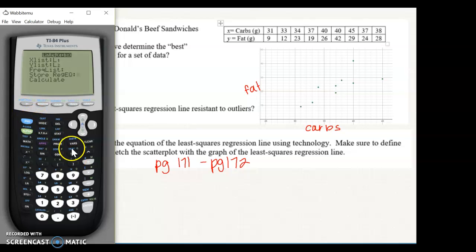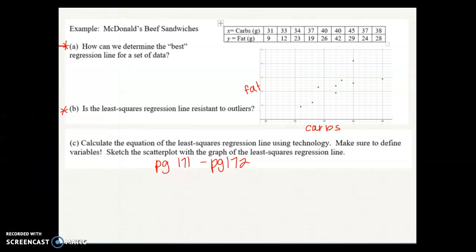So to tell it to put it in Y1, you go vars, Y vars, enter, enter. So vars, over to the right one, enter, enter. And then we can have it calculate it for us. So that tells us our y-intercept is negative 40.2. Our slope is 1.71. So let's go ahead and write that down on our notes.